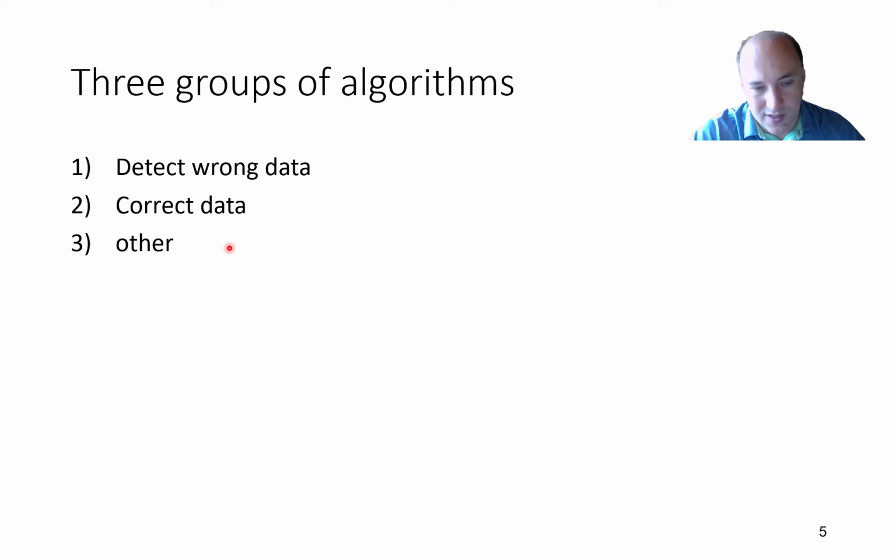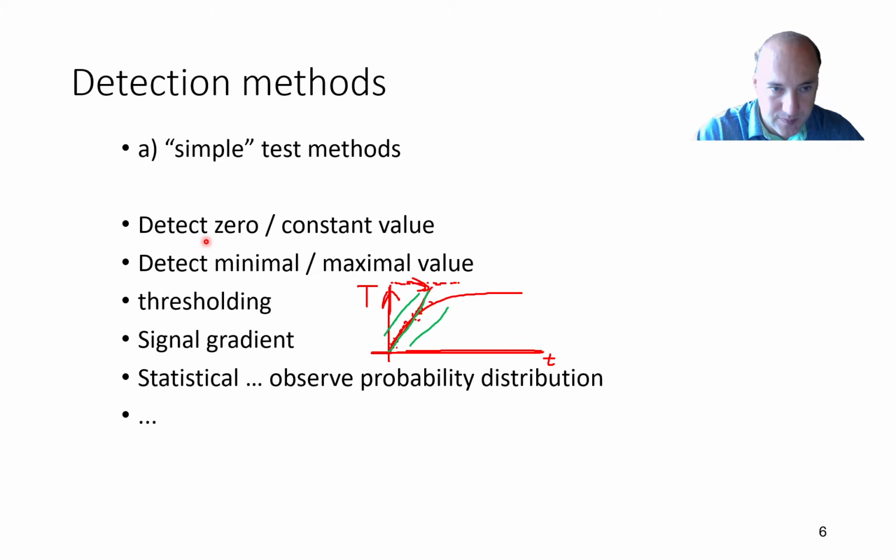And the third group that I have called other will be something else. So it will be some other algorithms that may help me in understanding my process and in creating some description of this process, so that I can say, okay, now there's probably something wrong with the process or with my measurements. So let's take a look first at an overview of the detection methods. Those will be the first group, so the methods that are able only to tell me that there's something wrong with my signal.